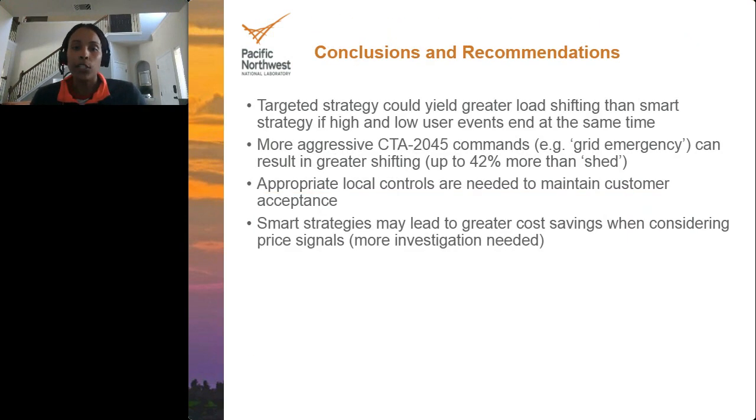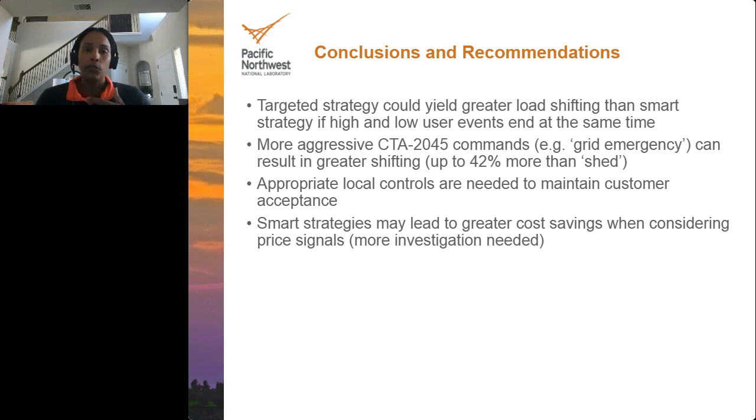So in conclusion, we saw that the targeted approach could yield greater load shifting than the smart strategy if the timing of the low and high use events are the same, or they end before the peak period ends. I mean, after the peak period. We also see that the more aggressive CTA-2045 curtailment commands, like grid emergency, can lead to up to 42% more load shed than the shed commands. However, we did notice in a few cases, which is why we used 10 water heaters in the more recent study, that we had to remove some of the water heaters from the pilot because we got some complaints from one of the manufacturers when we were implementing the more aggressive commands. So we eliminated those from the study.